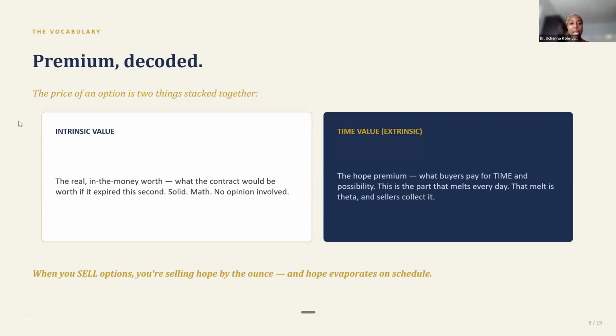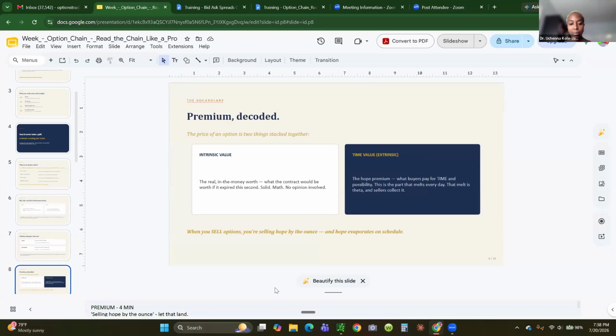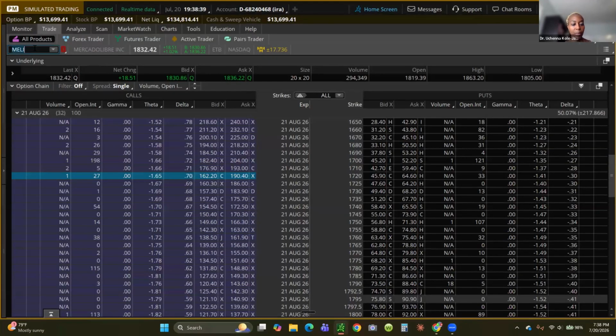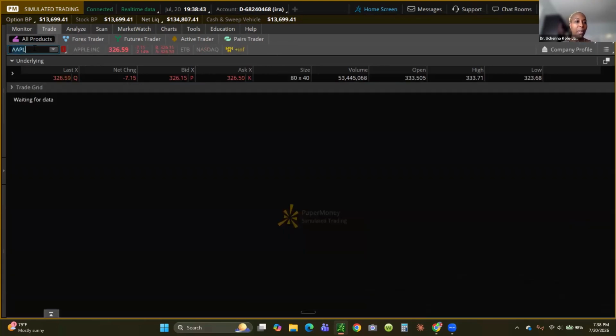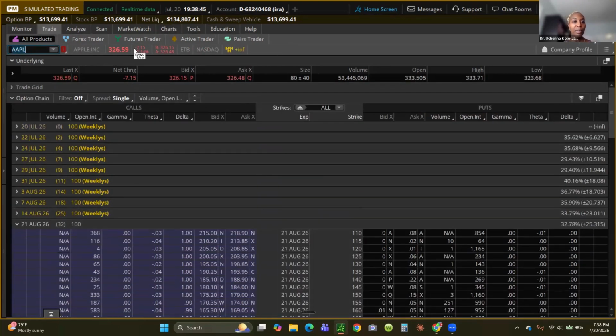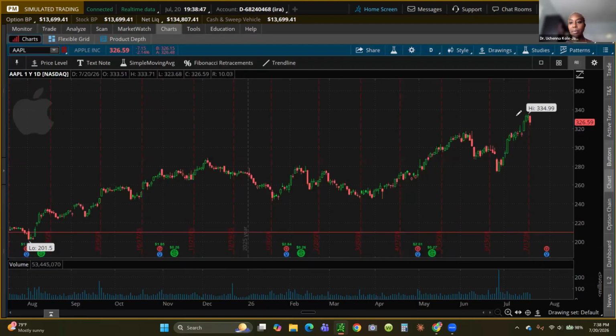Now, if you look at the option chain again, let's do a different stock like the SPY is very low. We'll do Apple. Apple's very liquid. Oh, Apple's down $7 today.